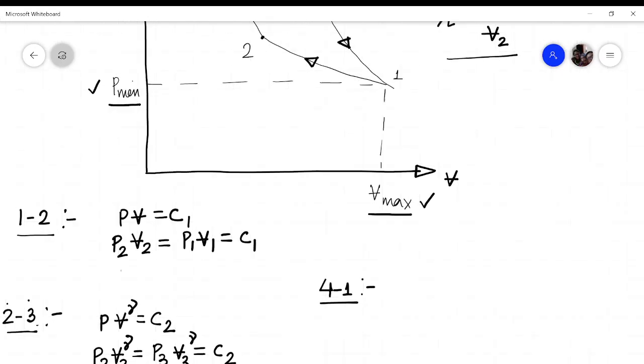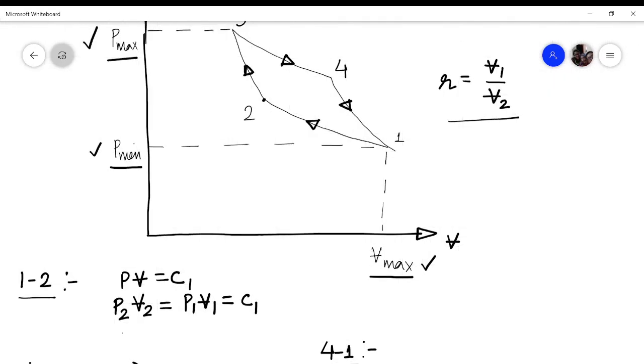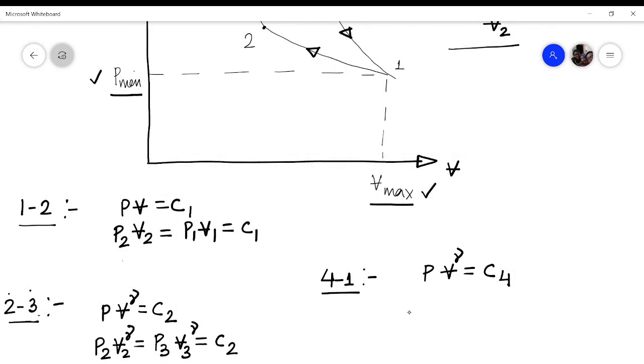Now comes the last process, that is 4 to 1. If you look closely, this is again a reversible adiabatic, so it should follow PV to the power gamma is a constant. Let us call this constant C4. So P4 V4 to the power gamma is equal to P1 V1 to the power gamma, and that is equal to C4.